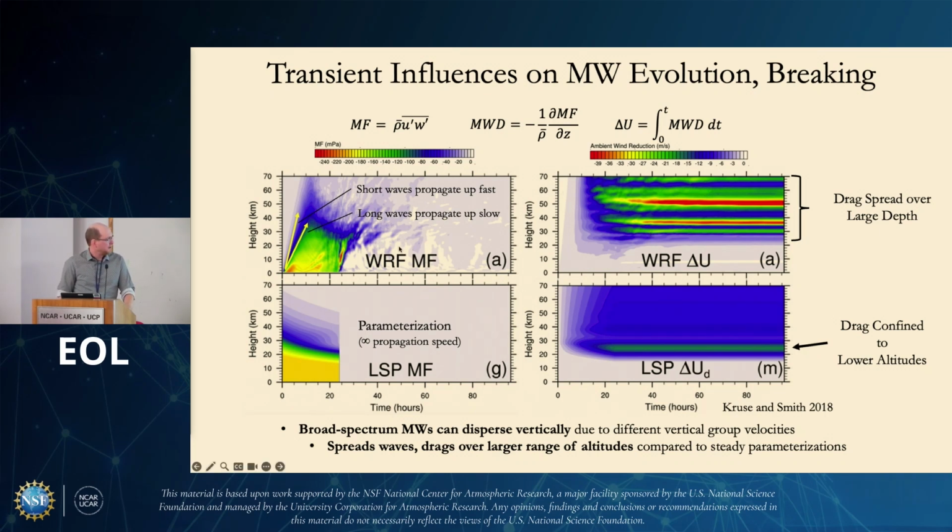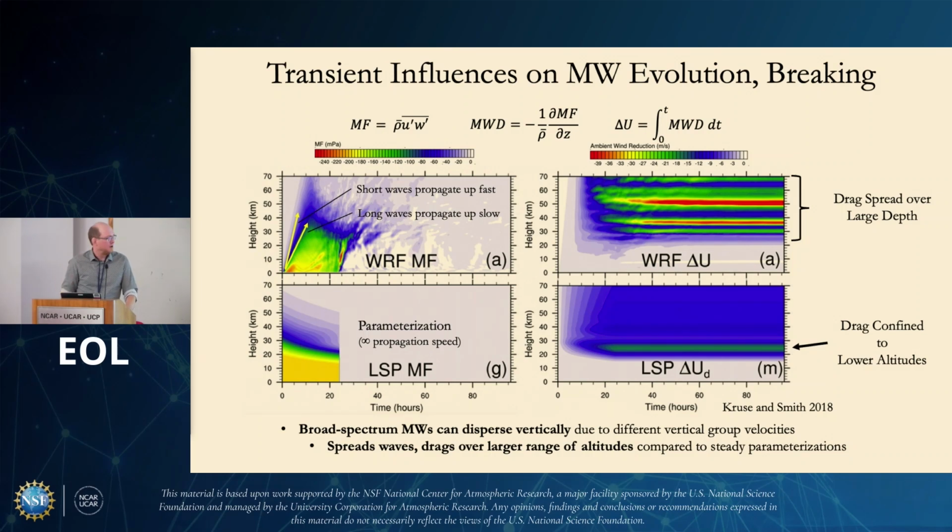So this is an idealized WRF simulation. Here's momentum flux as a function of height and time. Here's the corresponding result of the drag. This is the total delta U, which is just the time integral of the drag. This is all in contrast to the parameterizations, which use steady theory. Even if they're spectral, all waves propagate up instantaneously. You immediately attain your maximum amplitude, which breaks at a lower altitude. And the result is you tend to have drag confined to too low an altitude as well.